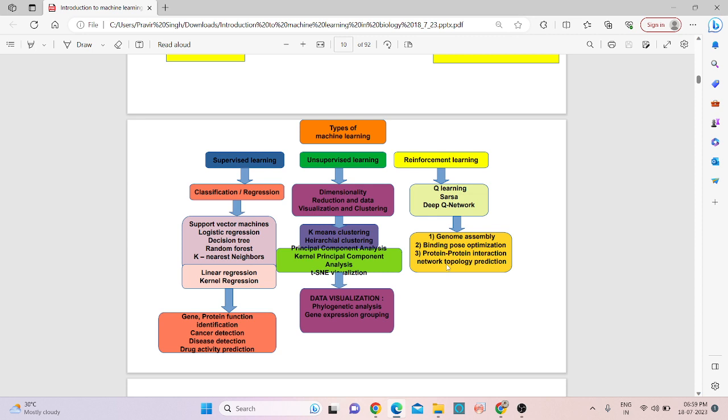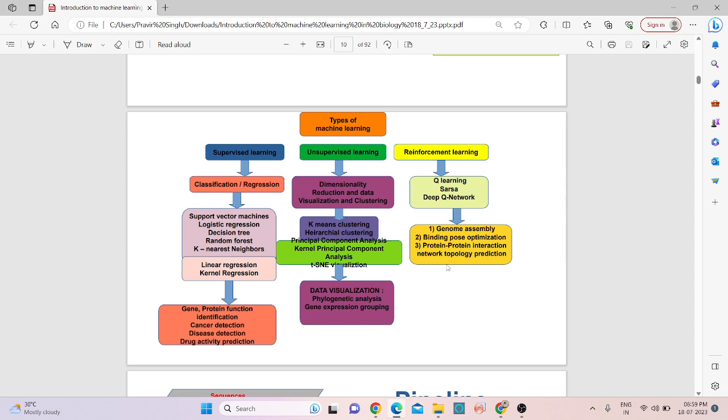There are different algorithms for supervised and unsupervised learning. Supervised learning includes k-nearest neighbor, random forest, decision tree, support vector machines, logistic regression, etc. Unsupervised learning includes dimensionality reduction, various clustering methodologies, principal component analysis, and also data visualization. Reinforcement learning is a different paradigm, and we'll not go into the details of it now.